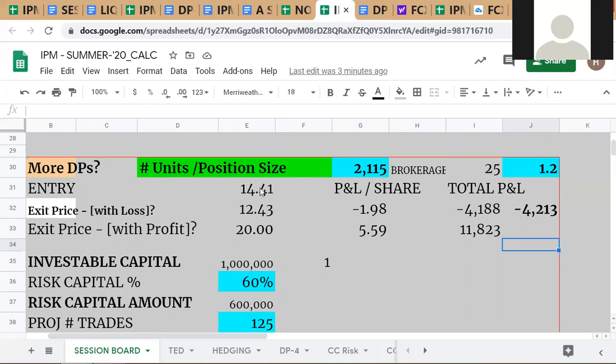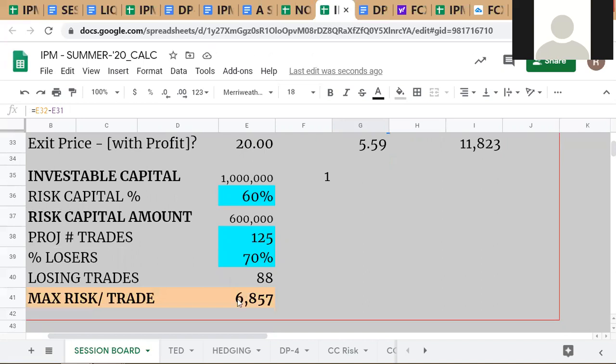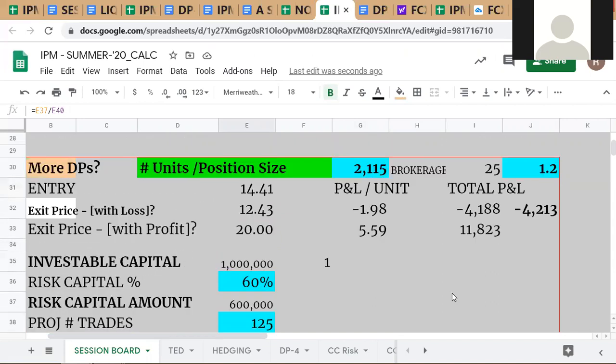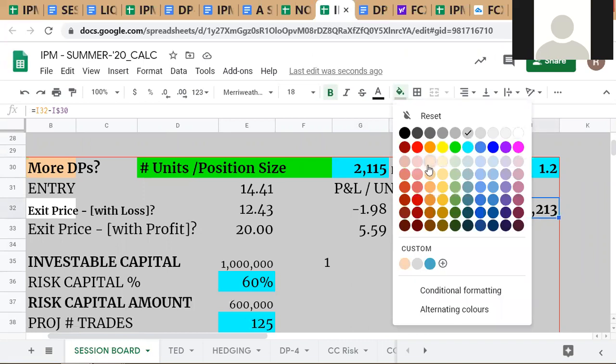This is my plan. Entry at this point, exit loss at this point. Loss per share, unit, is this much. Yes, sir. I should actually change this since I'm giving you this lecture. PNL per unit is this. So now the question is, how many units can I afford to buy? For this, I bring in this calculation here. I got this number already. I can't lose more than 6.8. And this is my total projected PNL.